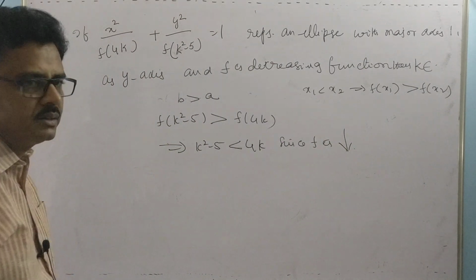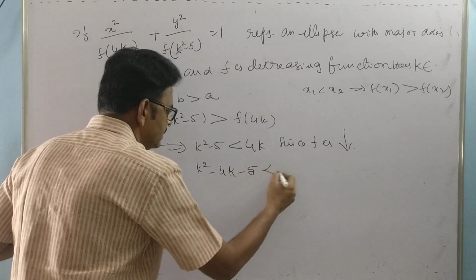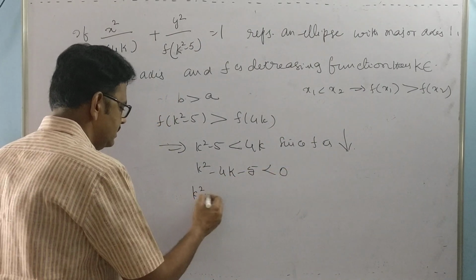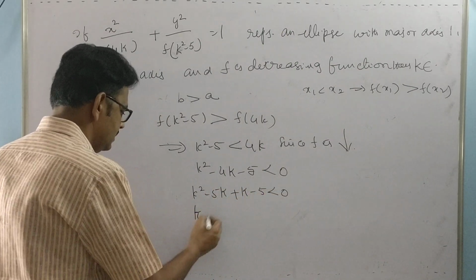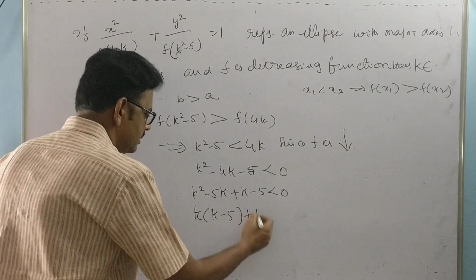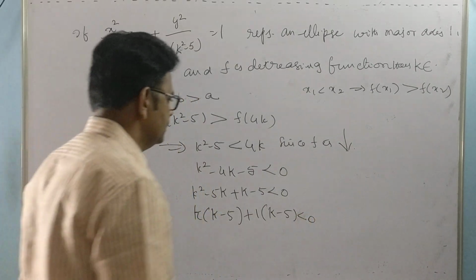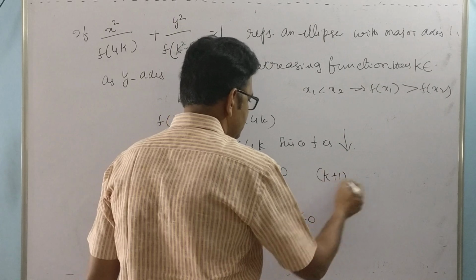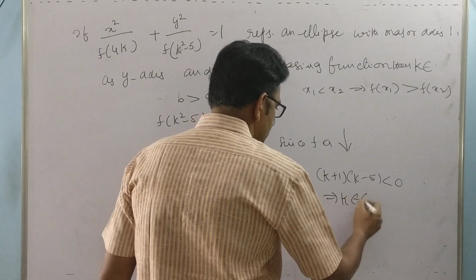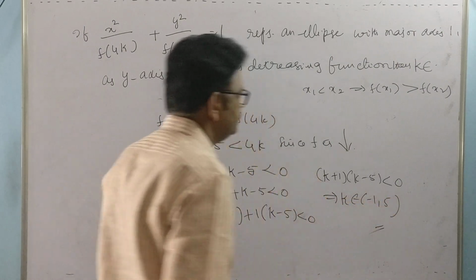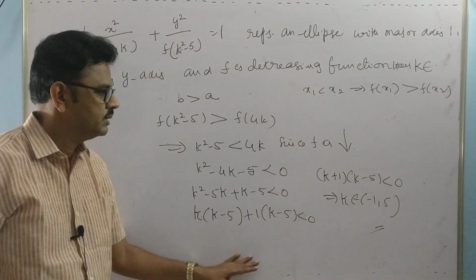Therefore k square minus 4k minus 5 less than 0. k square minus 5k plus k minus 5 less than 0. k into k minus 5 plus 1 into k minus 5 less than 0. So that is k plus 1 into k minus 5 is less than 0, which implies k belongs to minus 1 comma 5. So k belongs to minus 1 comma 5. Okay, thank you.